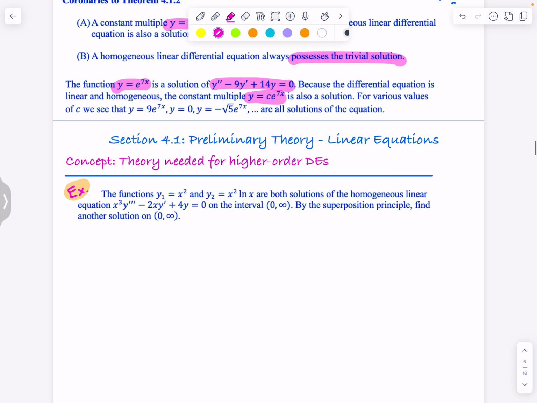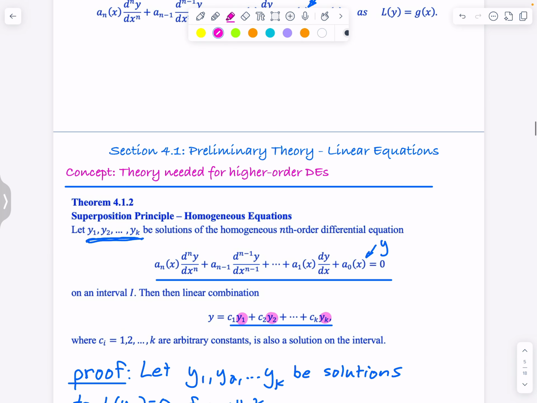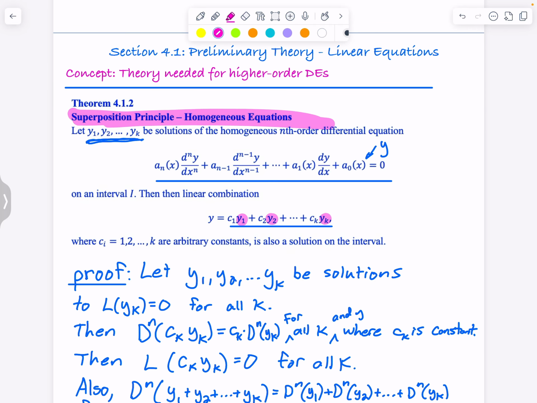It's a pretty simple idea. In my notes, I gave you a full page of this, but I didn't want to break it with the next page. So the functions y1 equals x squared and y2 equals x squared ln x are both solutions of the homogeneous linear differential equation on the interval 0 to infinity. And then it says by the superposition principle. I didn't give it a name, but that's what this is. The superposition principle is that if I have multiple solutions, I can do a linear combination and I get a new solution.